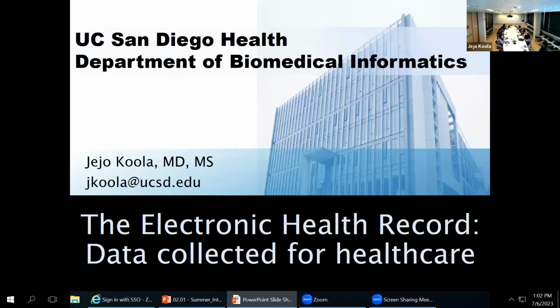We're going to be talking today about the electronic health record. There are going to be two components to today's talk. So one is for those of you who have not had a chance to work in a healthcare environment, what does it look like when the doctor is scribbling on something or they're typing on the computer?